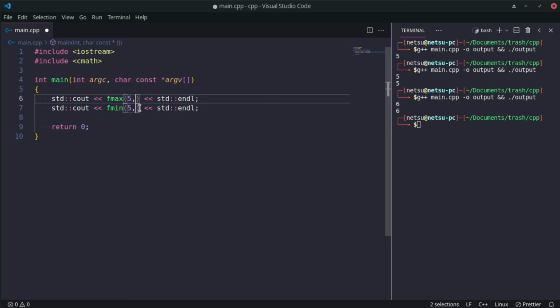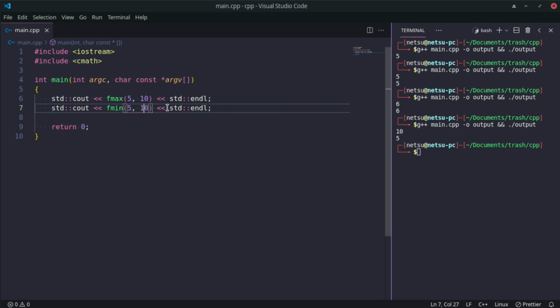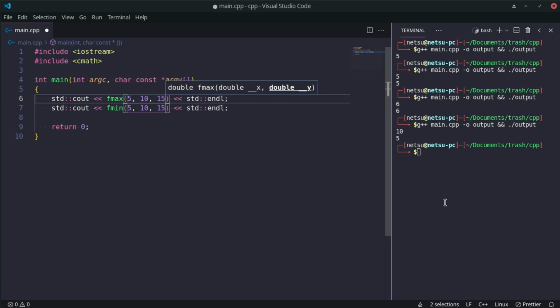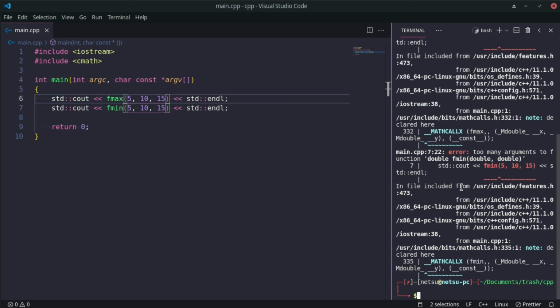So if we go like this and we say 10 here, max will give us 10 and min will give us 5, because 5 is less than 10. And here 10 is more than 5, because max gives us the maximum of these values. Min will give us the minimum. I do believe we can add more. Let's see if we added 15 here. Nope, you can only add two. My bad. So you can only add two here, but you can test those two against each other.